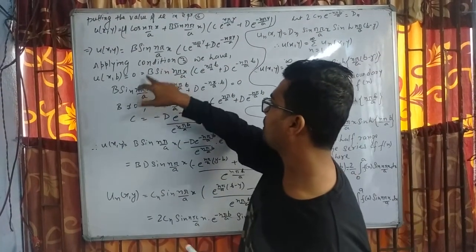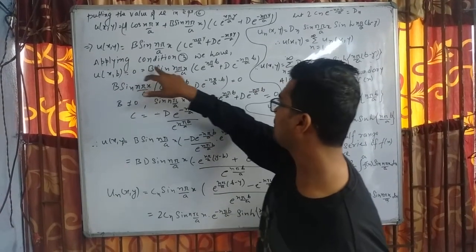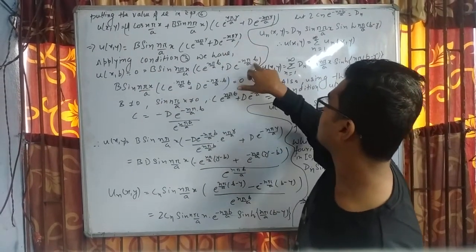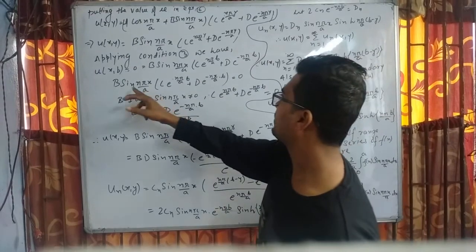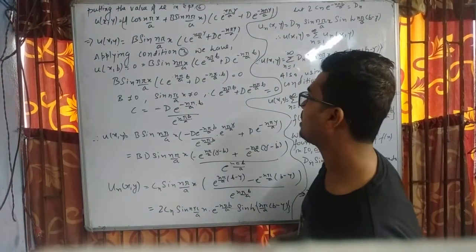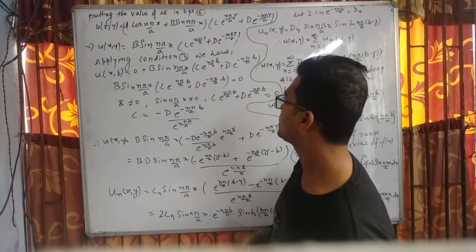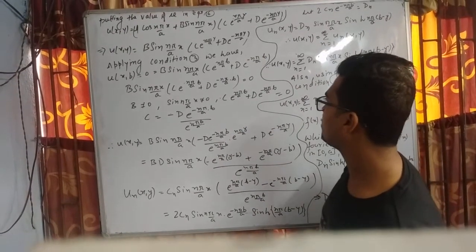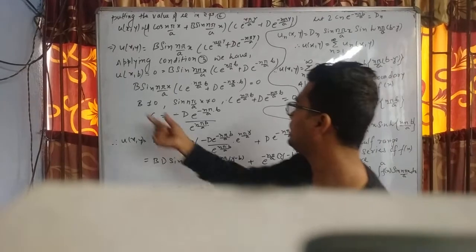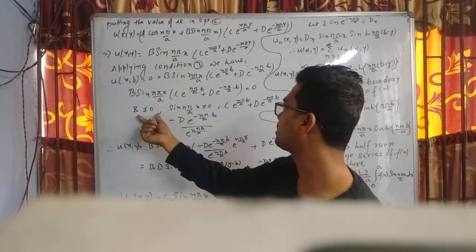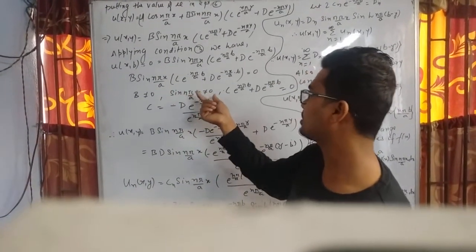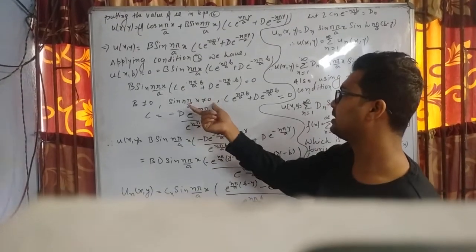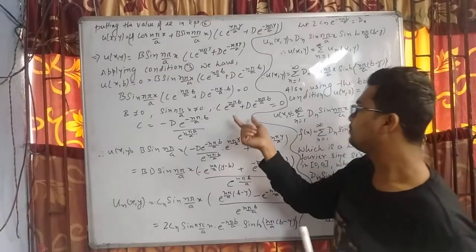So we'll put b in place of y, and simply y is replaced by b. On solving we get b sin(nπ/a x)[c e^(nπ/a b) + d e^(-nπ/a b)] = 0. Either b is 0 or this is 0. Then b becomes non-zero, and sin(nπ/a x) was non-zero because we had equated it and obtained the value.